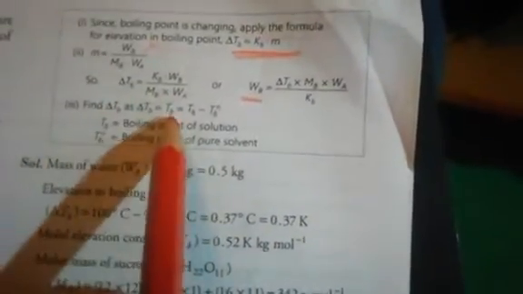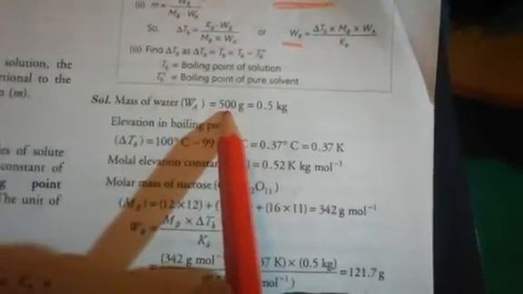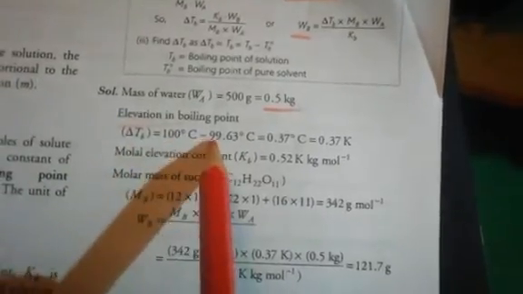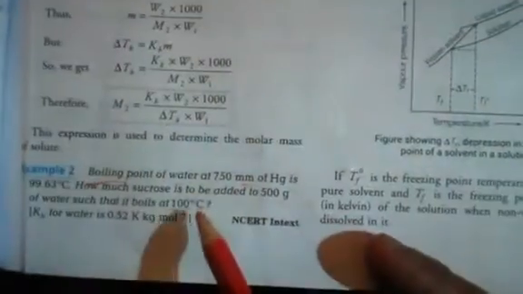So delta Tb is Tb minus Tb naught, as Tb is the boiling point of solution and Tb naught is the boiling point of pure solvent. So these are the givens. Mass of water is given, which is 500 gram. If we write in kilogram, it will become 0.5 kilogram. And elevation in boiling point we need to find out. So 100 degrees Celsius minus 99.63 degrees Celsius, which is given here. 99.63 degrees Celsius to 100 degrees it will reach. So how much change is observed, that is 0.37 degrees Celsius, which is 0.37 Kelvin.